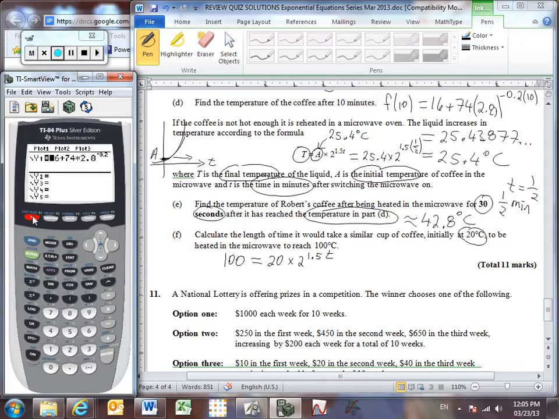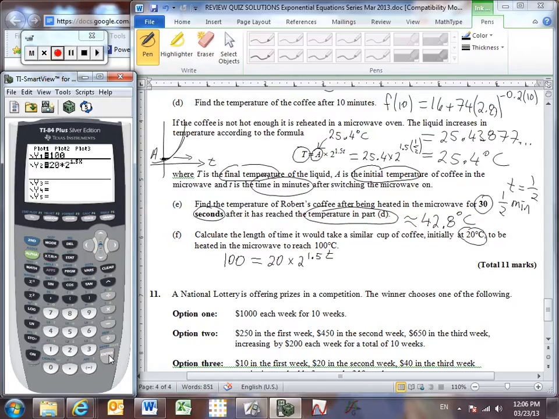Say y equals, let me clear this old one. So I've got 100, there's my constant function of 100, the left-hand side. And my right-hand side is 20 times 2 to the power of 1.5 t, or x in our case.